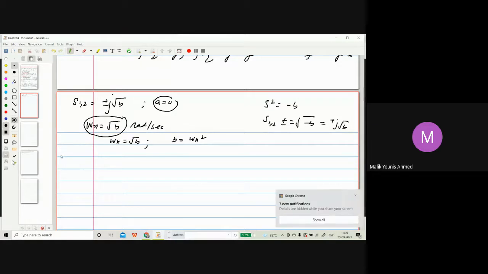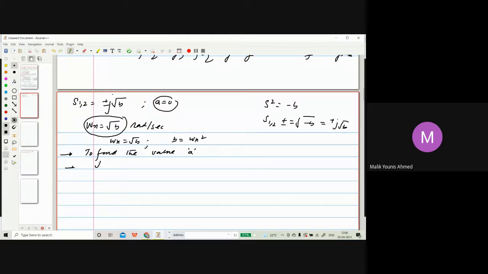Now our next aim is to find the value of a. Now let us say if the complex poles of the transfer function C of s divided by R of s lie to the left of the S plane.